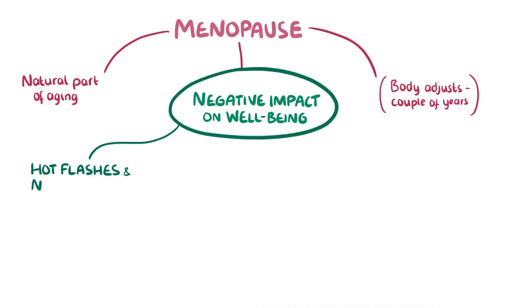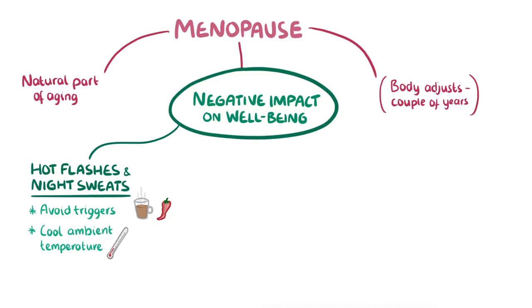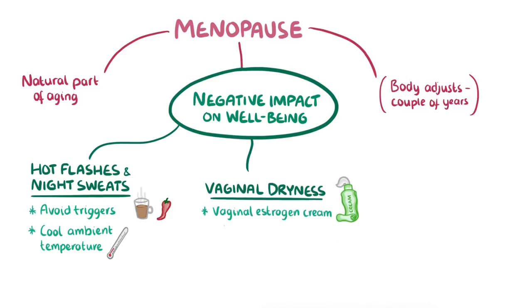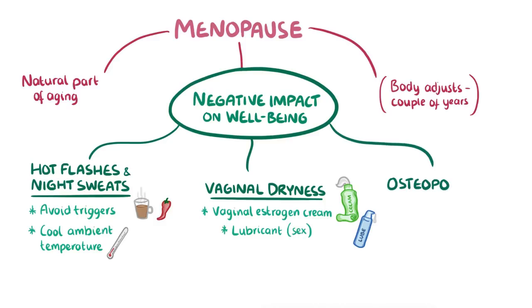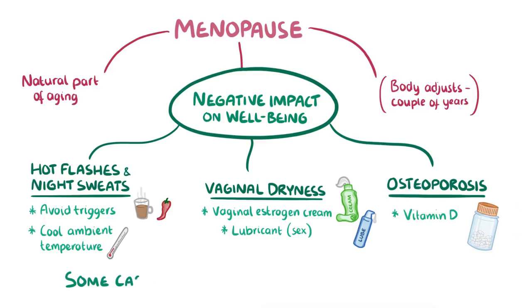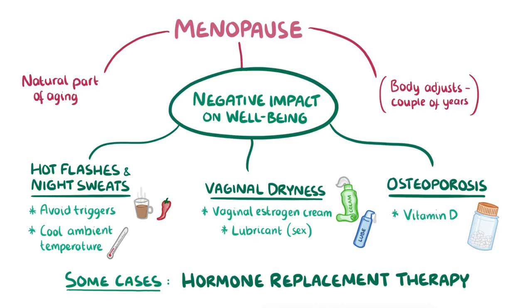For hot flashes and night sweats, it's really useful to avoid triggers like hot drinks and spicy foods, as well as just maintaining a cool ambient temperature. That can really help reduce these symptoms. For vaginal dryness, there are things like vaginal estrogen creams and lubricants that can be used during sex to help with the pain. And in an attempt to prevent osteoporosis, vitamin D supplements can be used. And in some cases, hormone replacement therapy could be used as well.